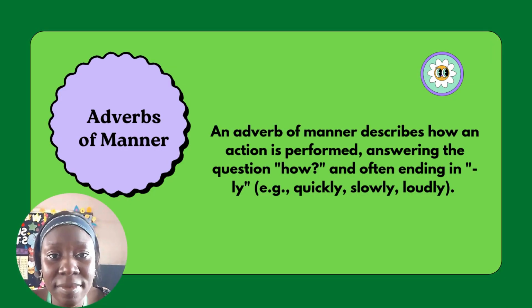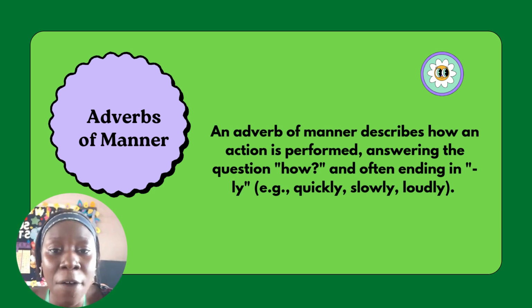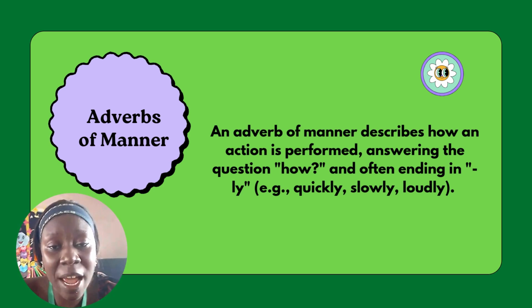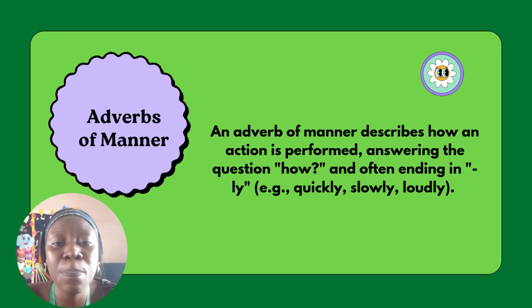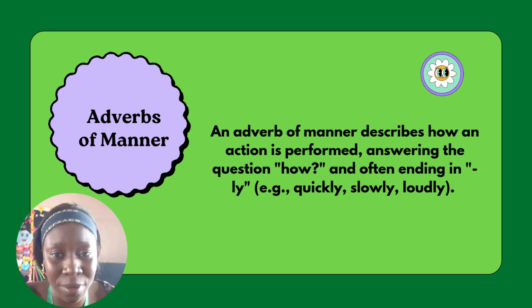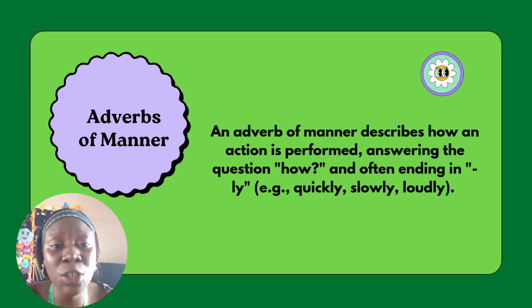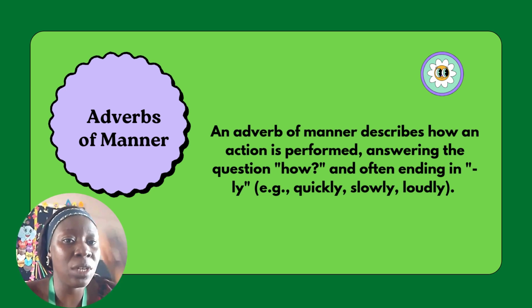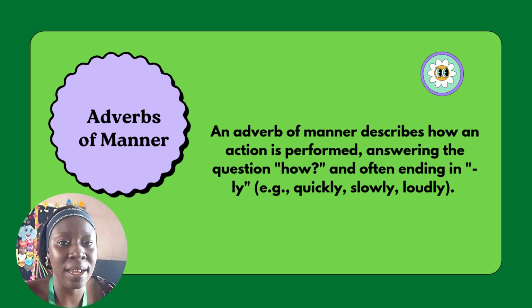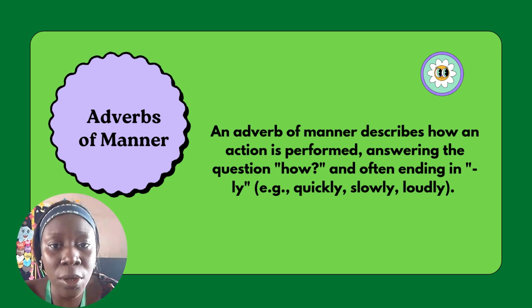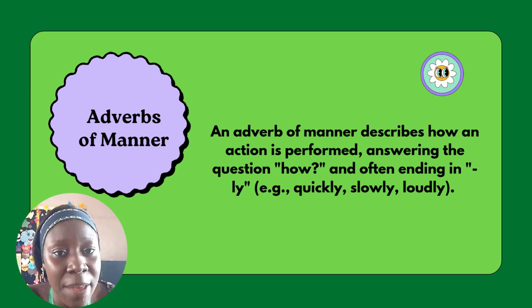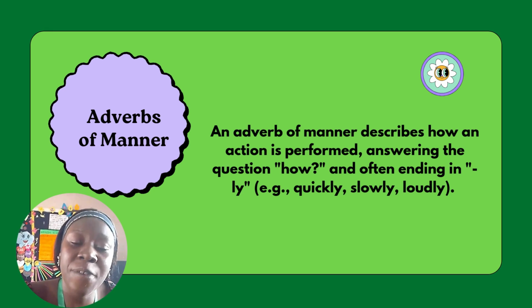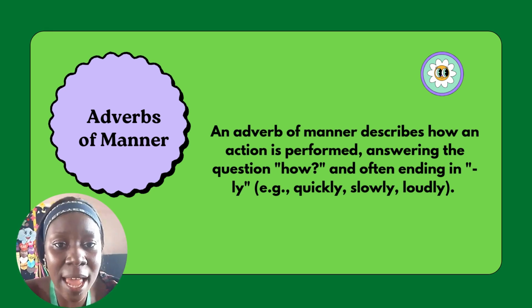So, adverb of manner, the first type of adverb. An adverb of manner describes how an action is performed, answering the question how. It tells us how an action looks or how it is performed, and often ends in ly. So any adverb that helps us describe how an action is performed ends with ly.